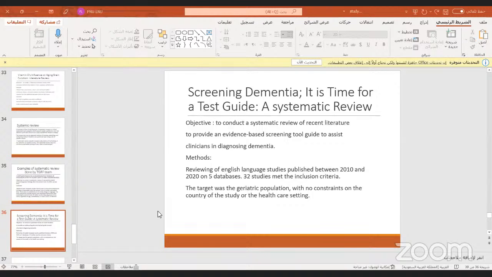The method was reviewing English language studies published between 2010 and 2020 in 5 databases. 32 studies met the inclusion criteria. The target was the geriatric population, with no constraints on the country of the study or the healthcare setting.